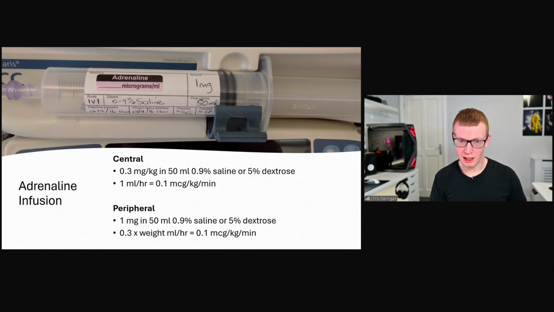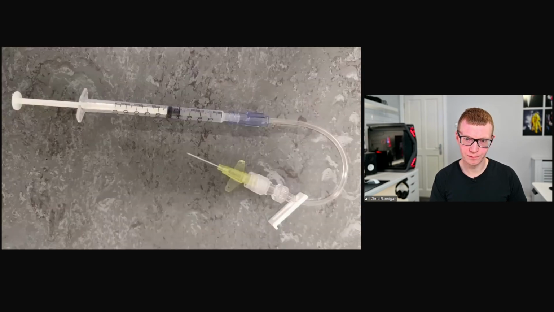You run it at 1 mil an hour, and that gives you your 0.1 mics per kilo per minute. To make it up peripherally, it's 1 milligram of adrenaline in 50 mils of saline, 0.3 times the patient's weight. So for a 3 kilo child, 0.9 mils an hour, a 10 kilo child, 3 mils an hour, and that gives you your normal starting dose of 0.1 mics per kilo per minute.